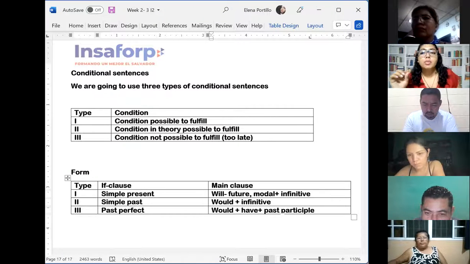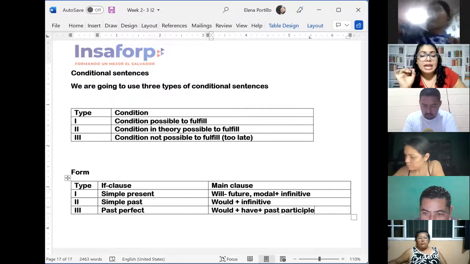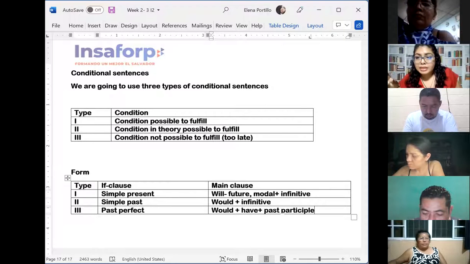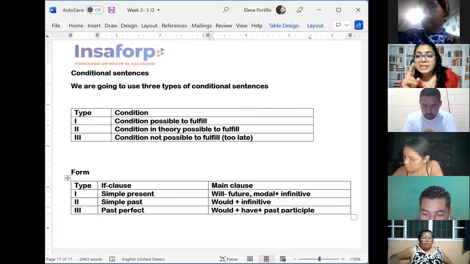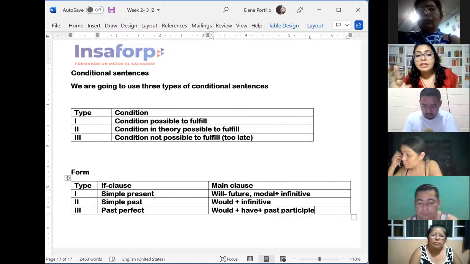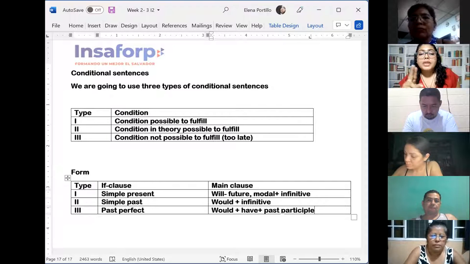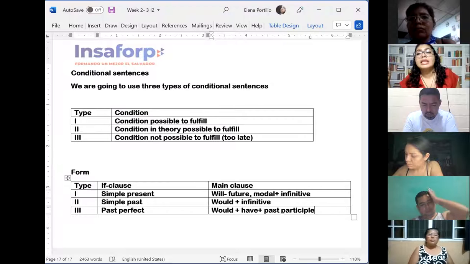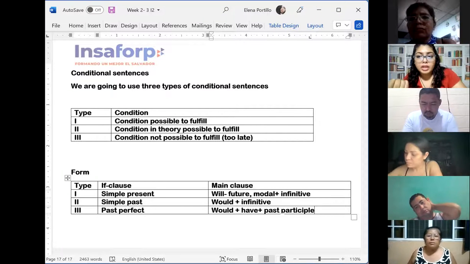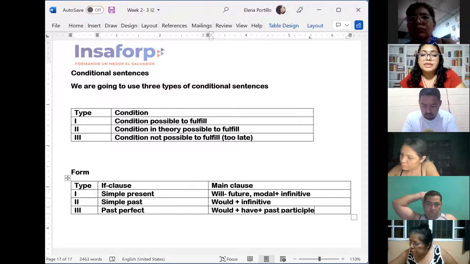In the type number one, we are going to use the if clause, la cláusula que lleva el if, la palabra if. It's in simple present. That is the tense that we are going to use. For the main clause, because these kind of sentences are created with two parts, the if clause and the main clause. So in this case, we are going to have two different tenses in one sentence. The if clause for the type one is in simple present, but in the main clause, we are going to use will that represents the future, or we are going to use the modal verbs plus infinitive.